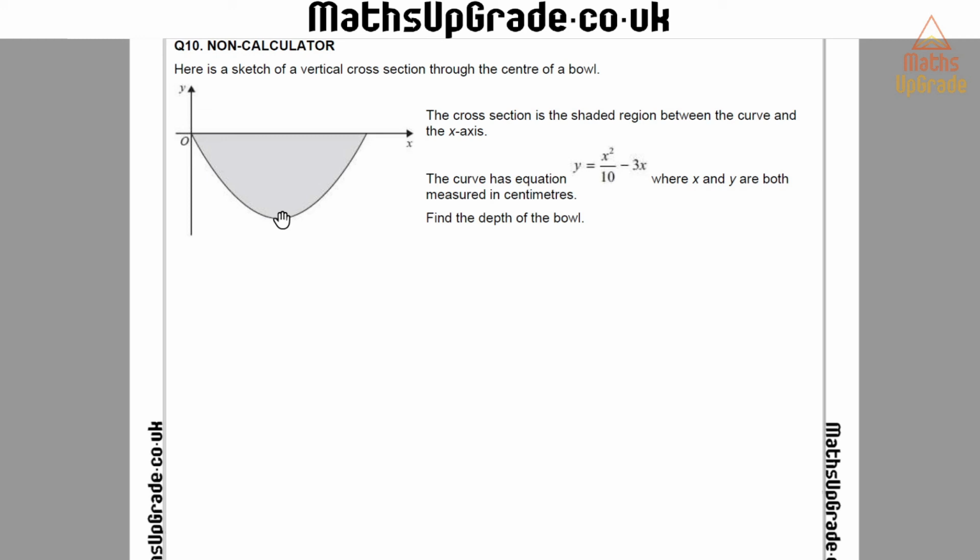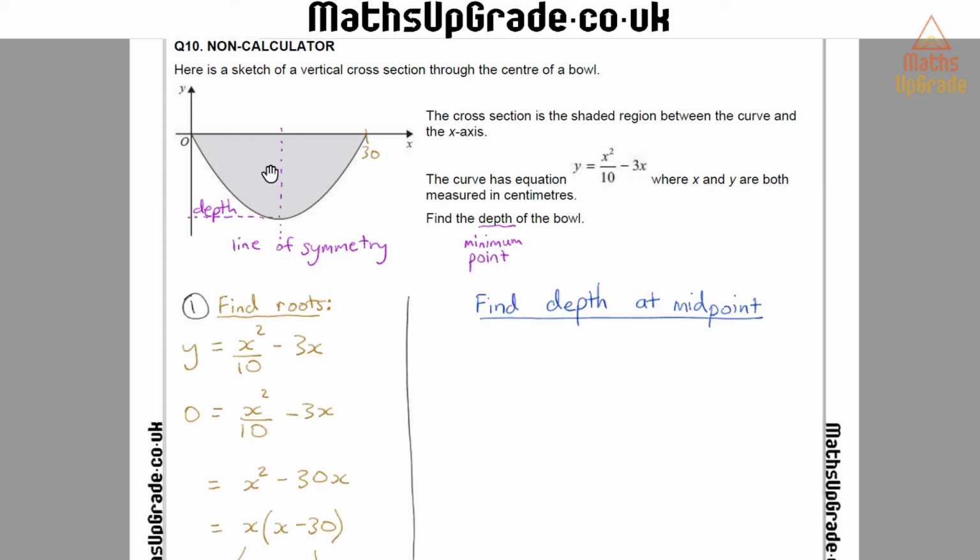So what I'm going to do, I'm first of all going to find where the curve cuts the x-axis, in other words, how wide the bowl is. If I then know how wide the bowl is, since it's symmetrical, I can then find the midpoint. Once I know that value of x, I can then find the value of y by substituting x into the equation. So let's do that now.